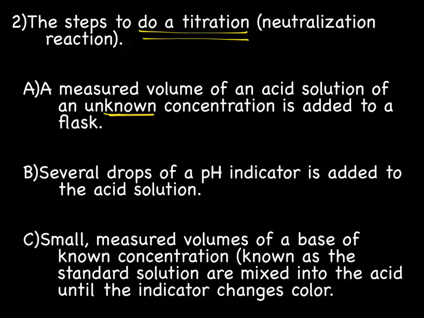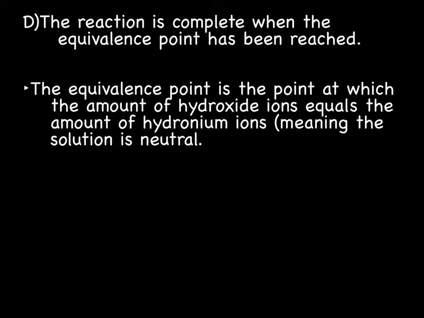Then several drops of a pH indicator are added to the acid solution. A pH indicator will tell you the pH of the solution. Then small measured volumes of a base of known concentration, and because this is a known concentration, this is called the standard solution, are mixed into the acid until the indicator changes color. The reaction is complete when the equivalence point has been reached.